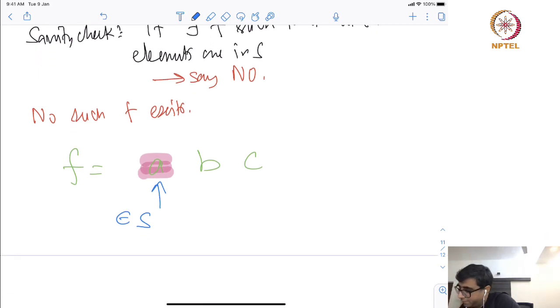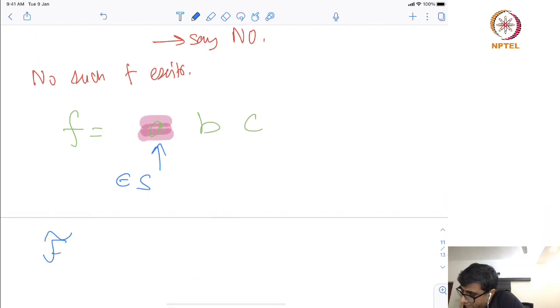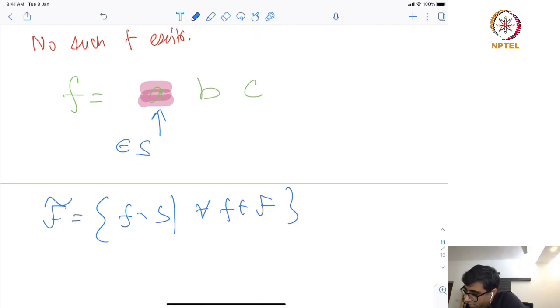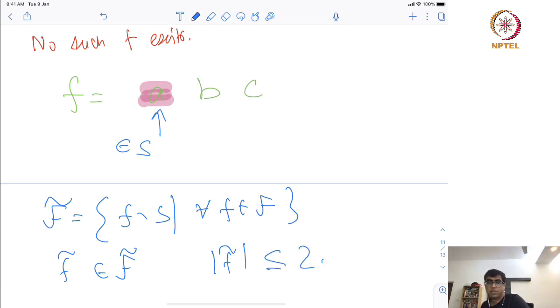So now I am going to create a family F tilde. What is my new family F tilde? It is F minus S for all F in the family, right? And what is the property of this? Each F tilde has size at most 2. So what has happened? We were looking for a 3-hitting set problem, but in the compression step, we have got down to a problem where each set has size at most 2.